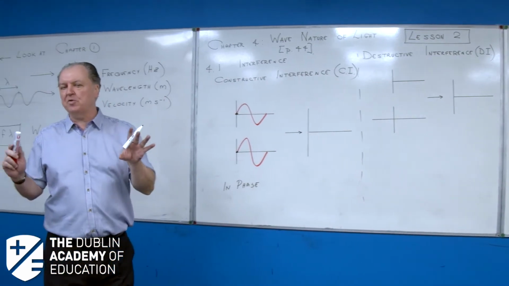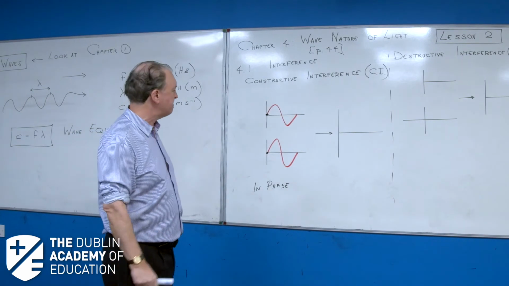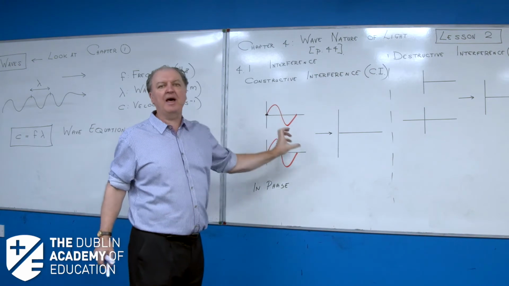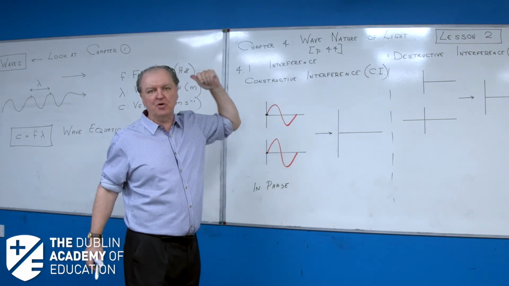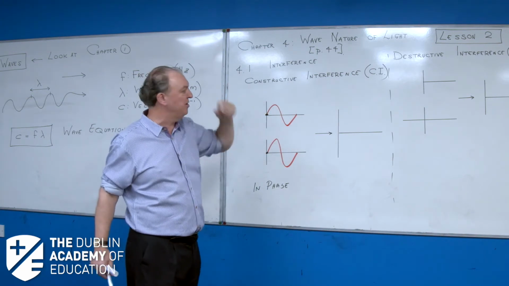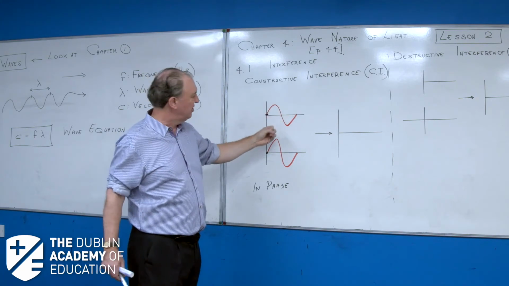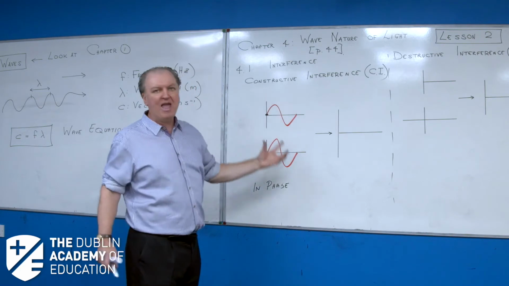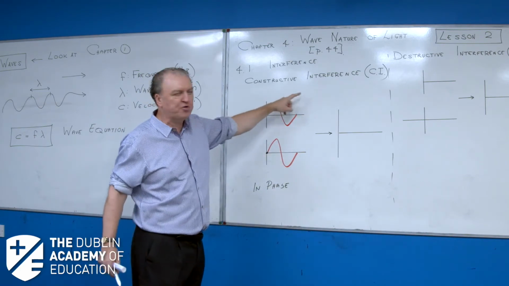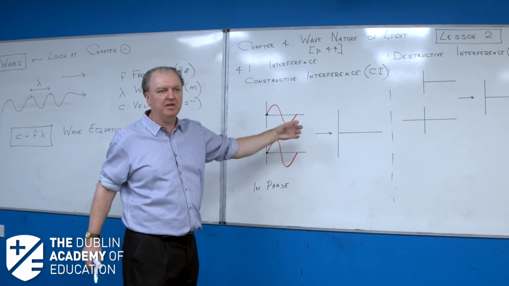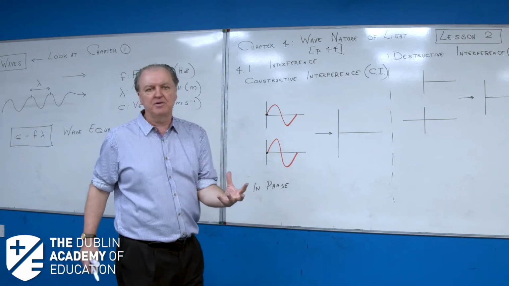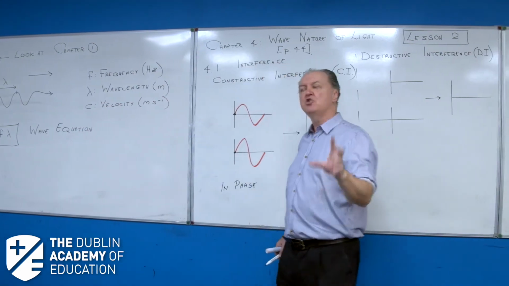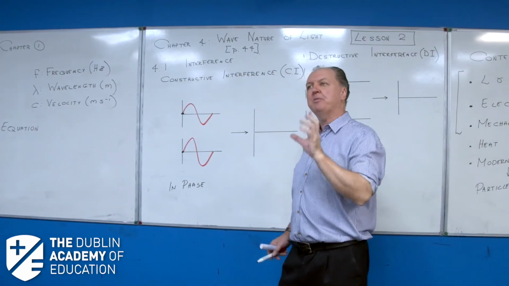Everything about those waves is exactly the same. They have the same height. The height of a wave, which you'll find out if you go through chapter 1, is called the amplitude. So they have the same height, the same amplitude. They have the same wavelength, distance from crest to crest, the same frequency. They're the same types of waves. There's no way a sound wave would interfere with a light wave. So everything about them is the same.